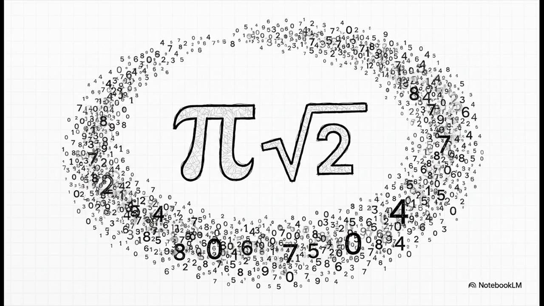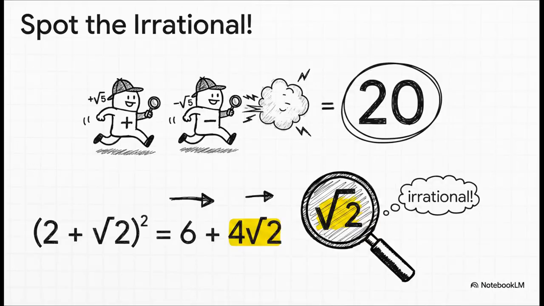The most famous ones, you've heard of them. Pi, or the square root of any number that isn't a perfect square, like the famous root 2. So how do you spot an irrational number in a problem? The trick is to always simplify first. If you simplify everything and you're still left with something like a root 2 or a root 5, well, you've got an irrational number. But watch out.